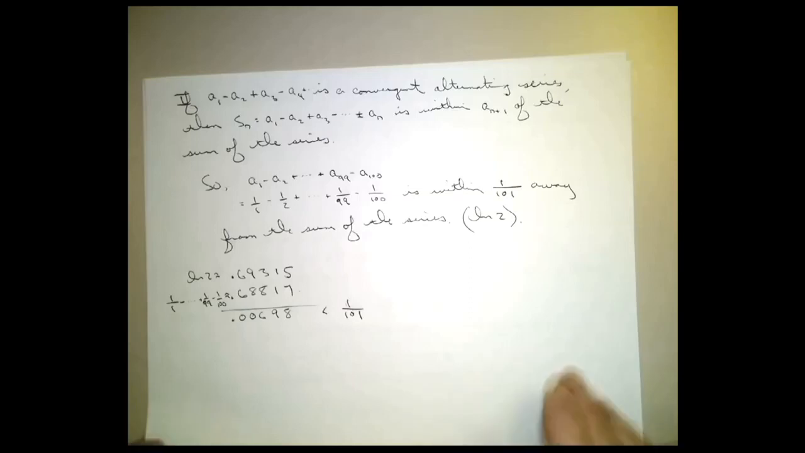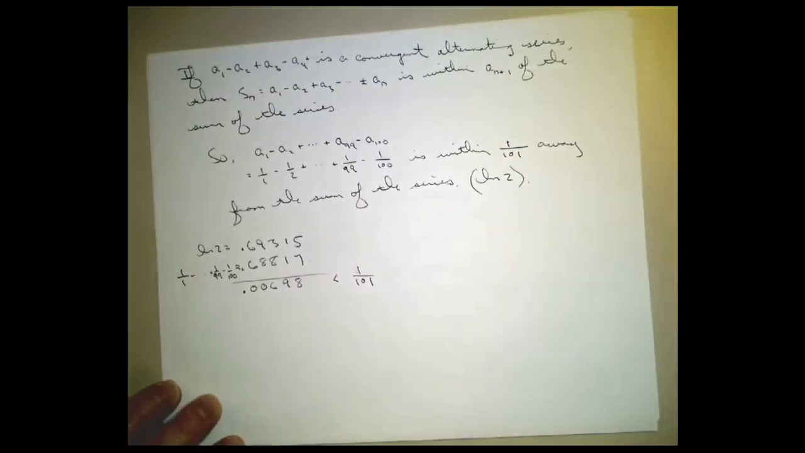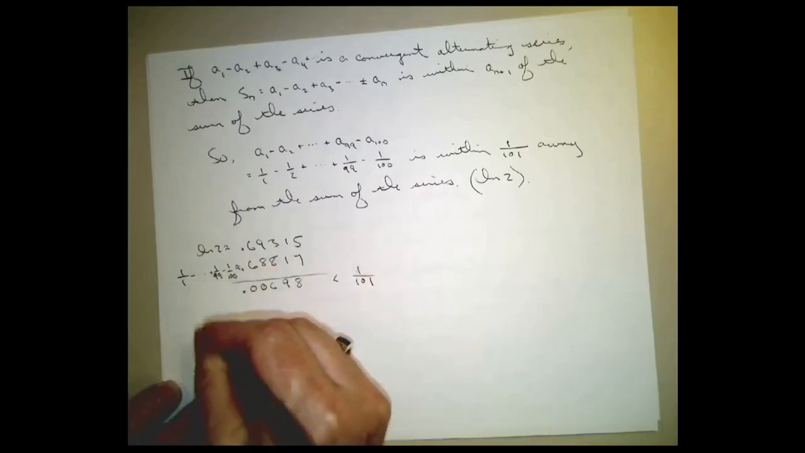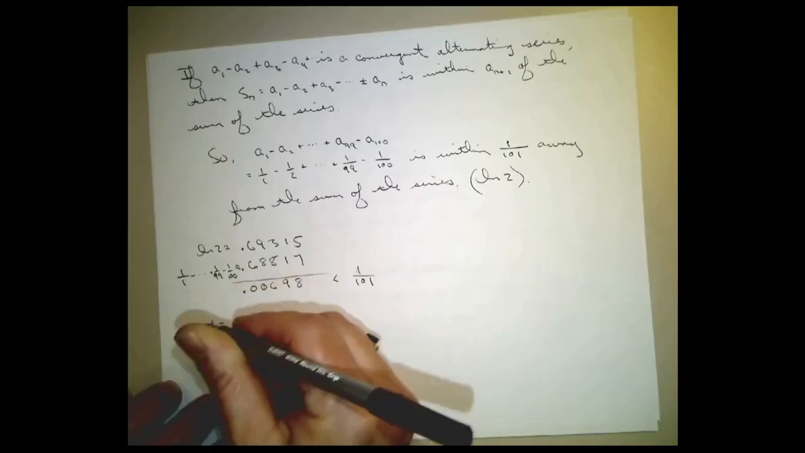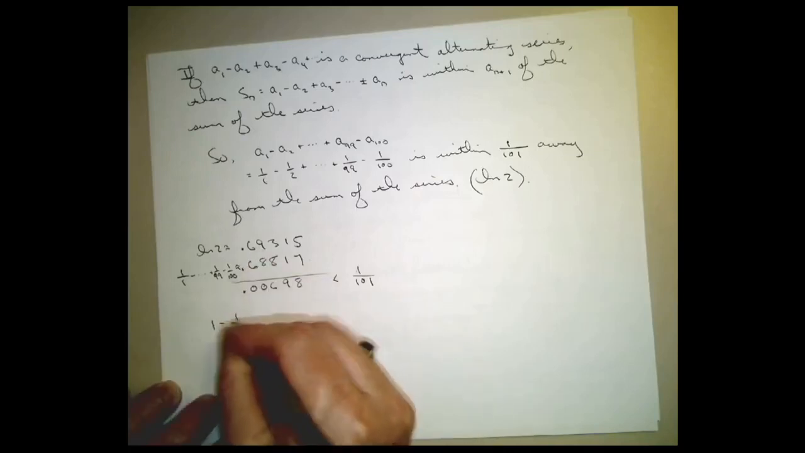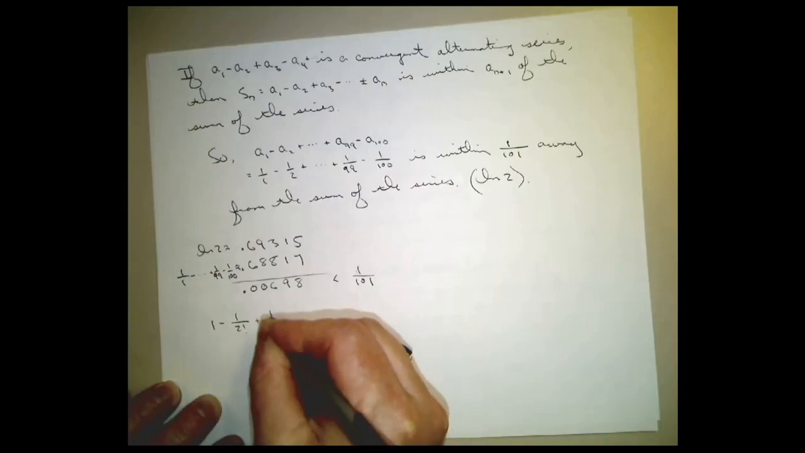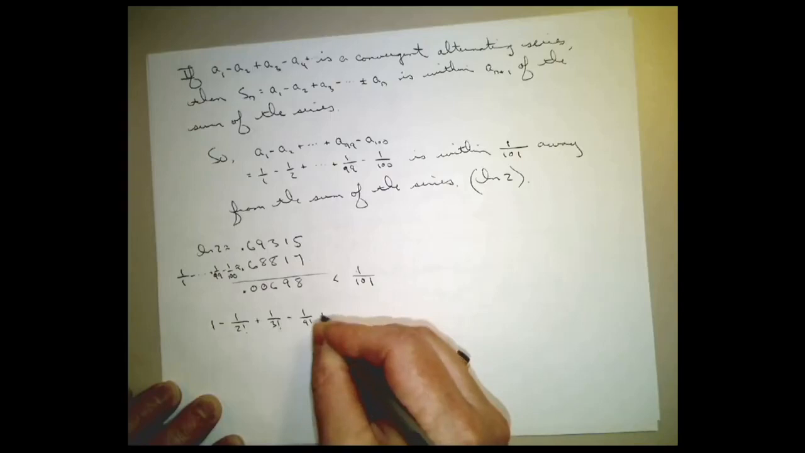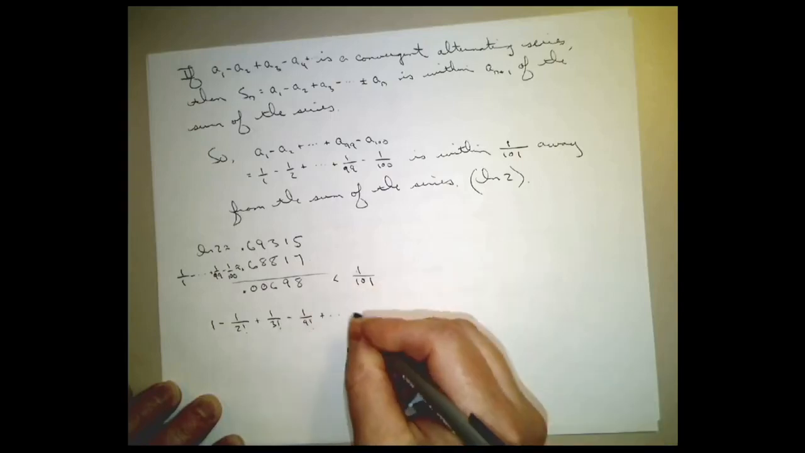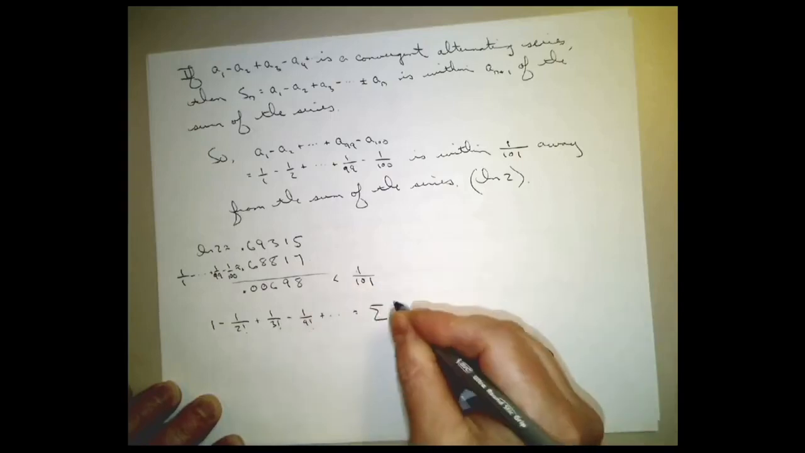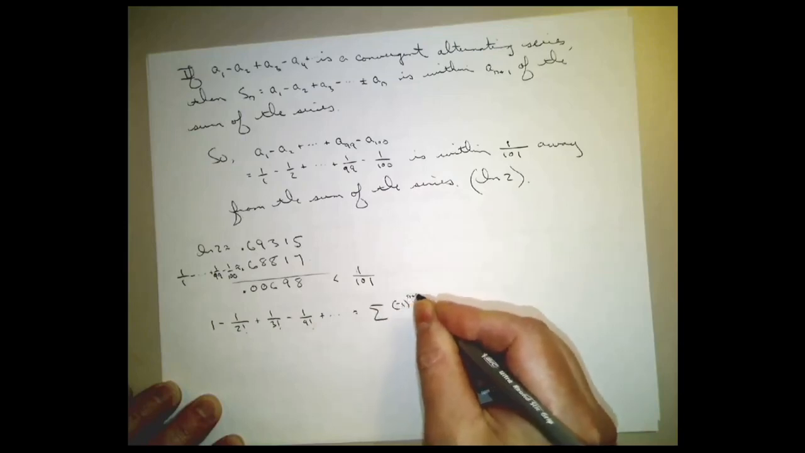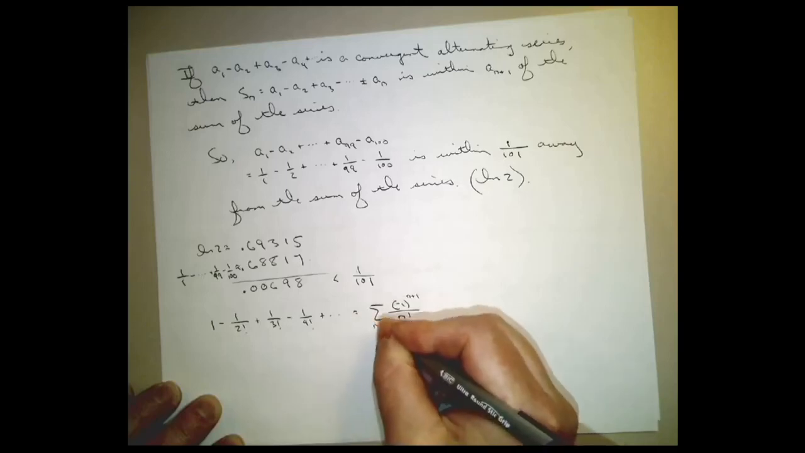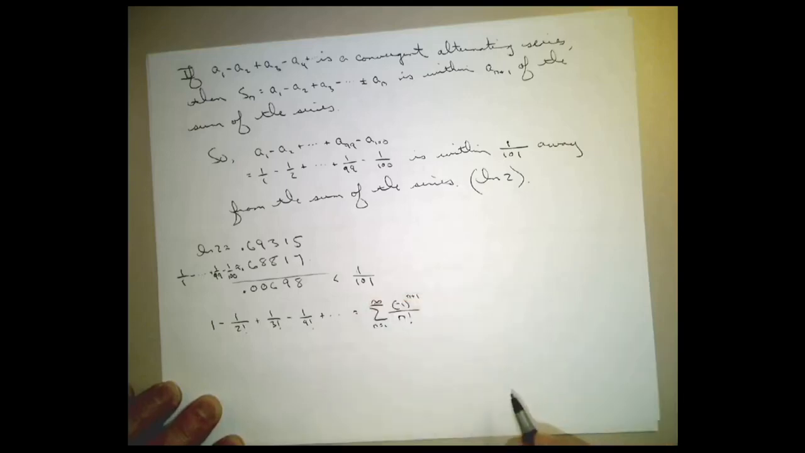Now let's finish up with an interesting example. So let's consider the series 1 minus 1 over 2 factorial plus 1 over 3 factorial minus 1 over 4 factorial and so on. All right, so I guess I could shorthand that as negative 1 to the n plus 1 over n factorial, as n ranges from 1 to infinity.